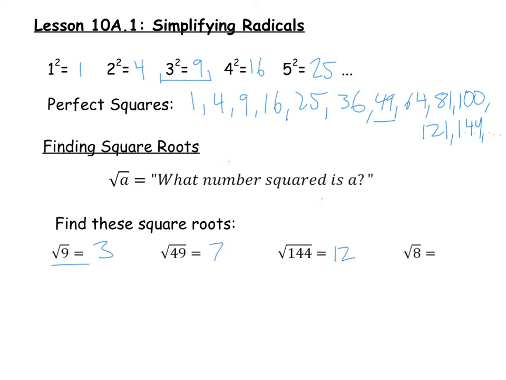Now, what about the square root of 8, that number we saw a few minutes ago? What number squared is equal to 8? What number multiplied by itself is 8? Well, 1 squared is 1, 2 squared is 4, 3 squared is 9, so there's something in the middle here. Something squared is 8, all right? And so we can go to our calculator and get a decimal, but we don't know exactly what that is. We need a way to write that.